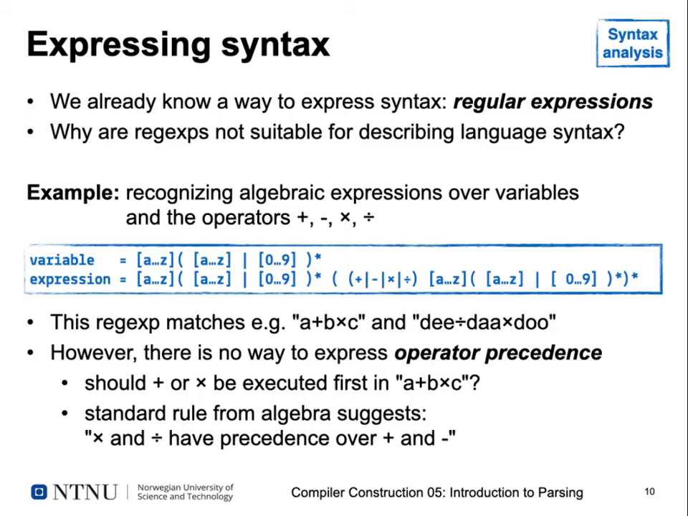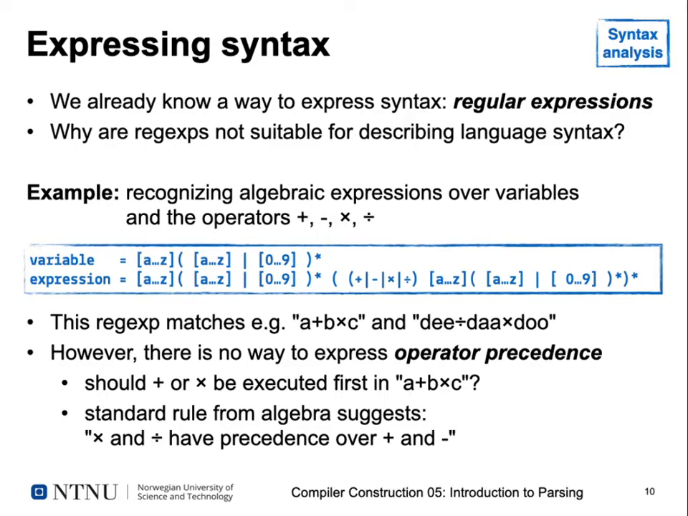So now we want to express arithmetic expressions over our variables. We don't consider numbers here, we're just using variables. So an expression can be a variable name, and then an arbitrary long repetition of what's inside of our brackets. And inside of our brackets is one of the operator symbols and another variable name. So this regular expression matches, for example, a plus b times c, or d divided by e times f. But there is one problem.